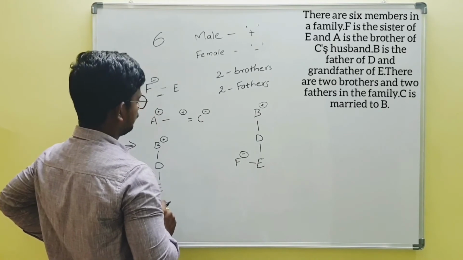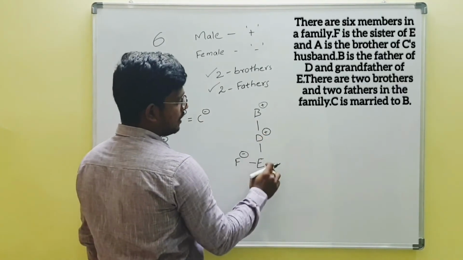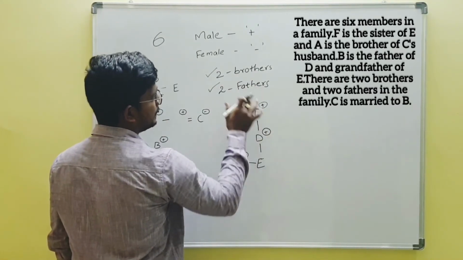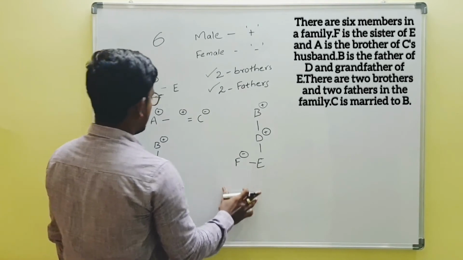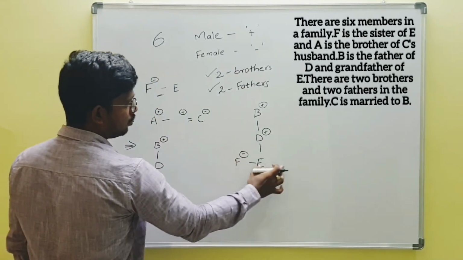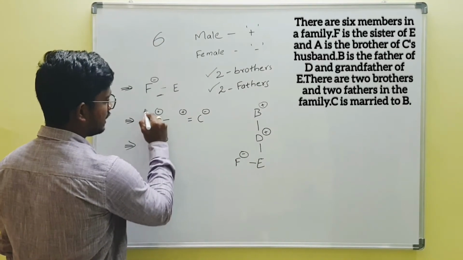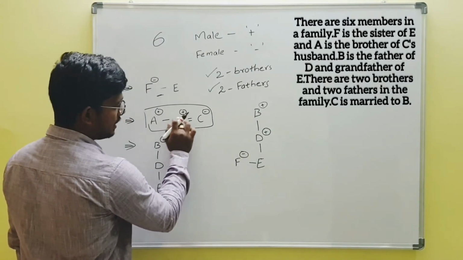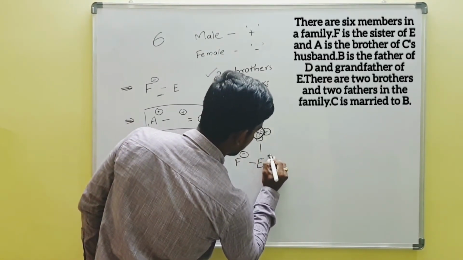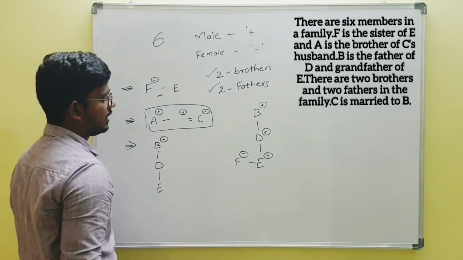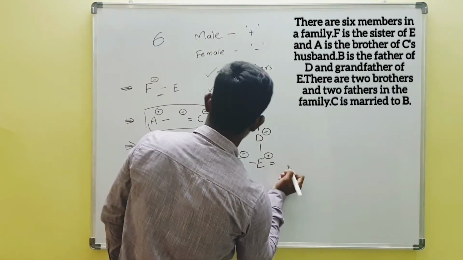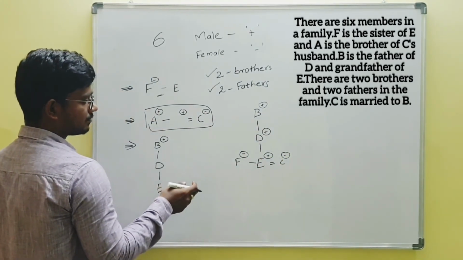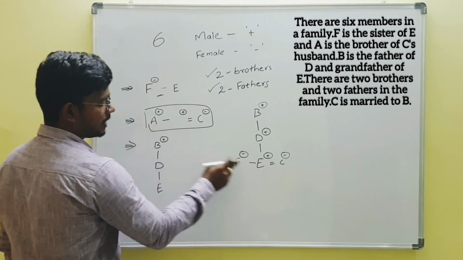So D as the father of E, this statement is verified, and now I have to satisfy keep 2 brothers in this family. So, I am left with only 2 more members. Here see, there are 3 members. So the third person here is E, and he is a male person, as plus symbol is there, and E is the husband of C. And A is the brother of E.